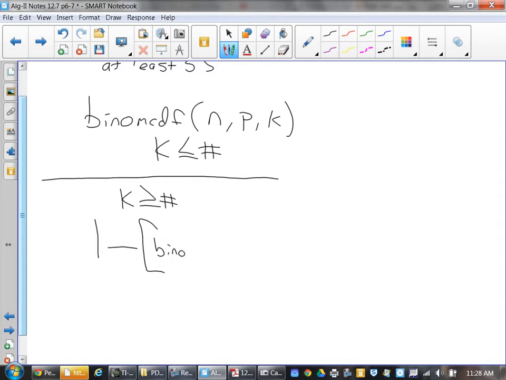binomCDF of N, P, and then what do I do with K? You do the number less than the number. Yes! K minus 1. The number less than. Then you work in the complement. You forgot the second bracket.